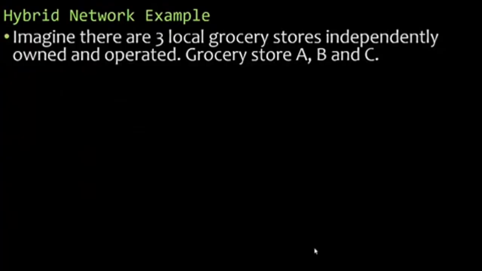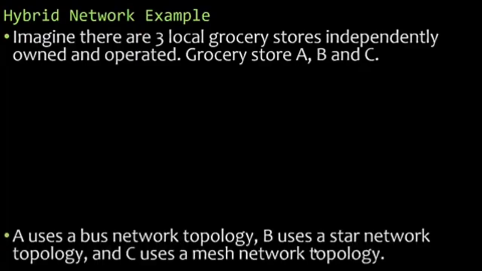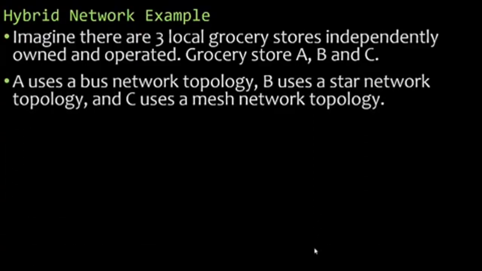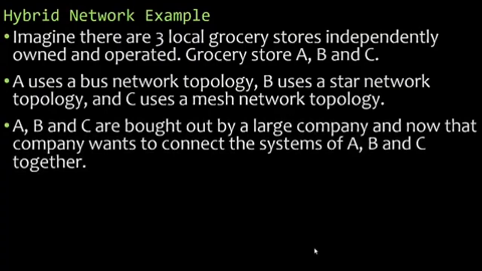So here would be a hybrid network example. Imagine there are three local grocery stores independently owned and operated. We'll simply call them grocery store A, B, and C. Now, A uses a bus network topology, B uses a star network topology, C uses a mesh network topology. Because they're independently owned and operated, they're bought out by a large company, and now that company wants to connect the systems of A, B, and C. Having to come in and redo all of that would cost a huge amount of money. They don't want to do that. They just say, okay, how can we connect A, B, and C together? They already have a topology.